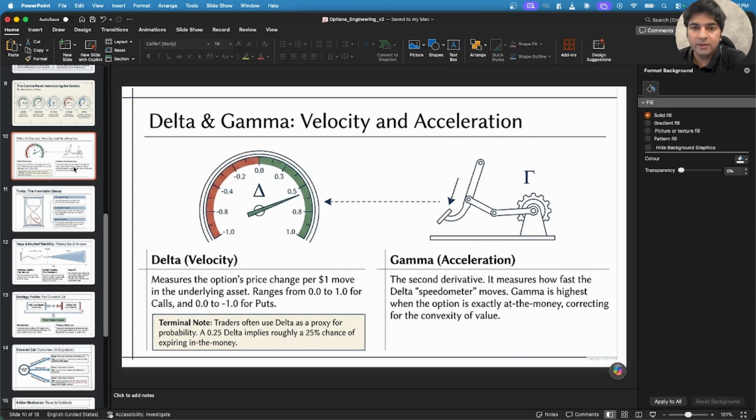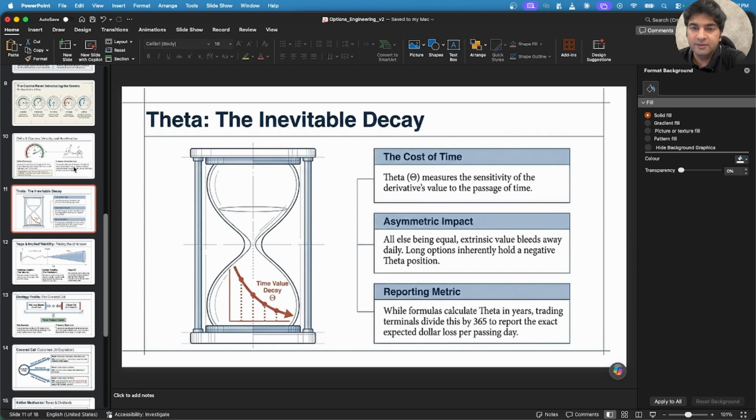Now the next one is theta. As we mentioned, this is something that usually interests the option seller. They usually look out for this. So theta measures the sensitivity of the derivative to the passage of time, and all else being equal, extrinsic value bleeds away daily. So for example, Nifty contract, as I mentioned, about 23,750 INR is the price.